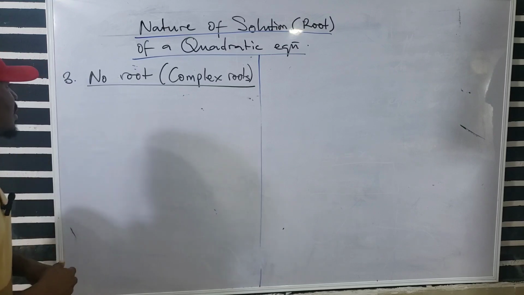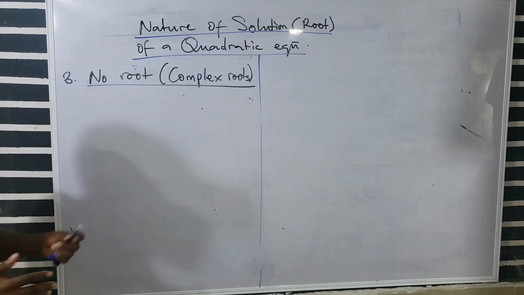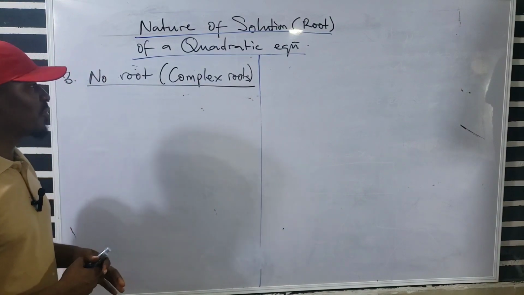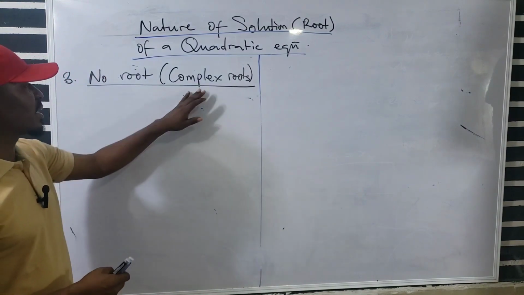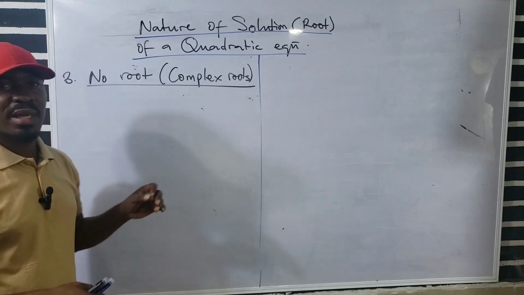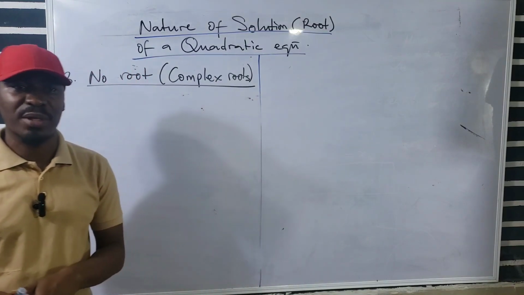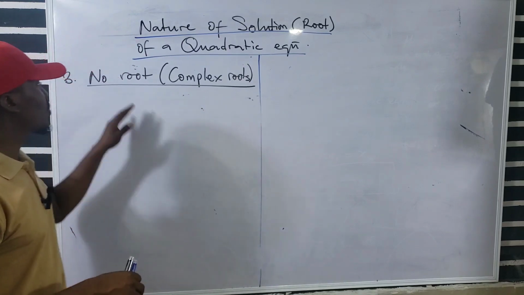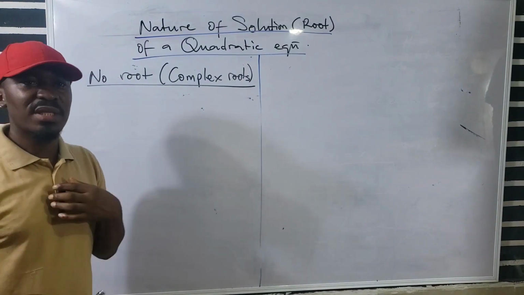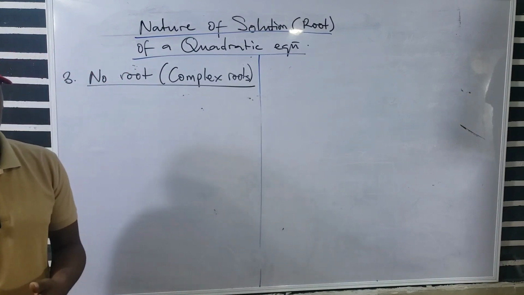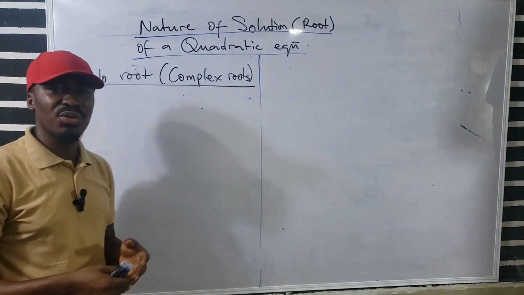The third one is no root. At secondary school level, we say that it has no root, though when you move a little more advanced, we call it a complex root. This is because the root that we obtain while solving that particular quadratic equation is not going to give us a real number. So we say it has no real root. But that does not mean that there is no root.